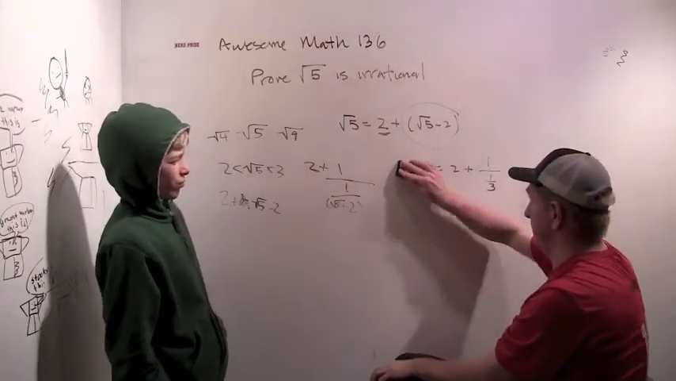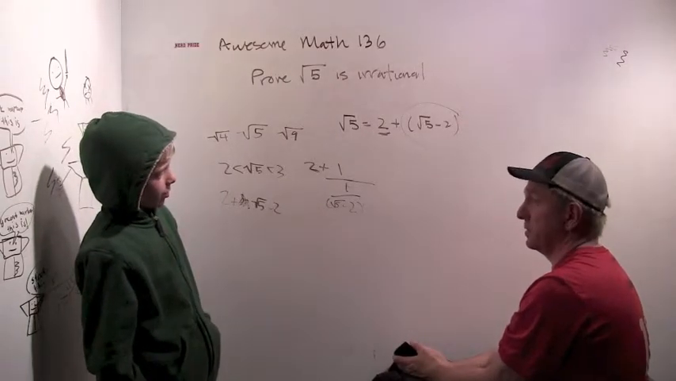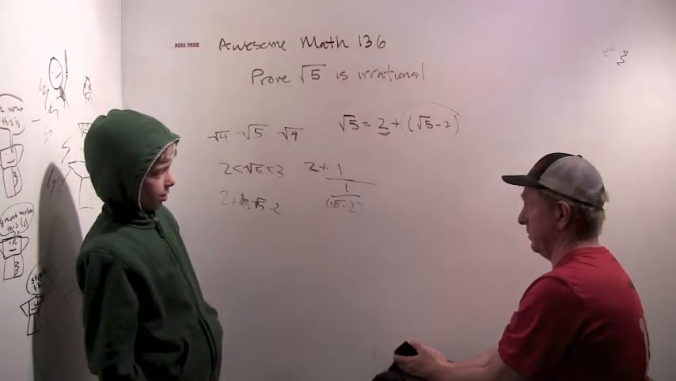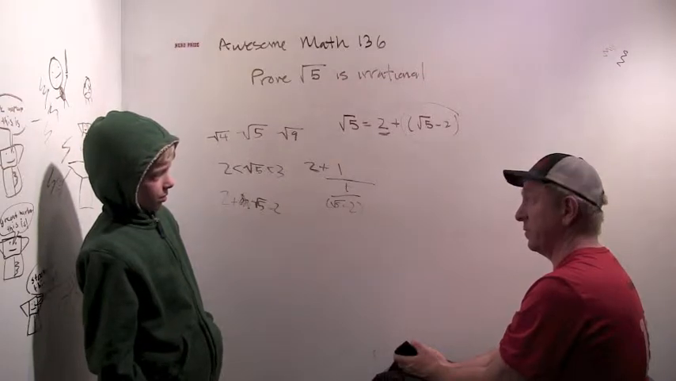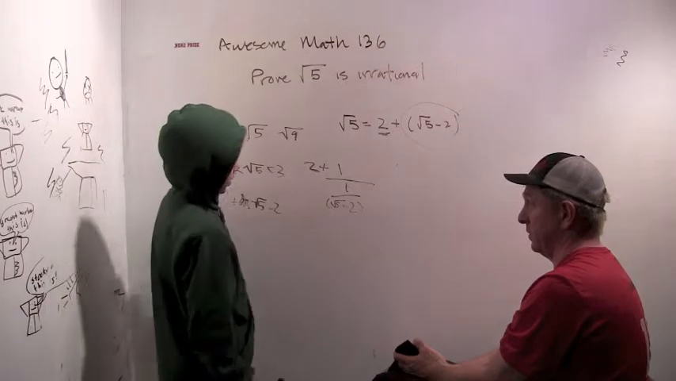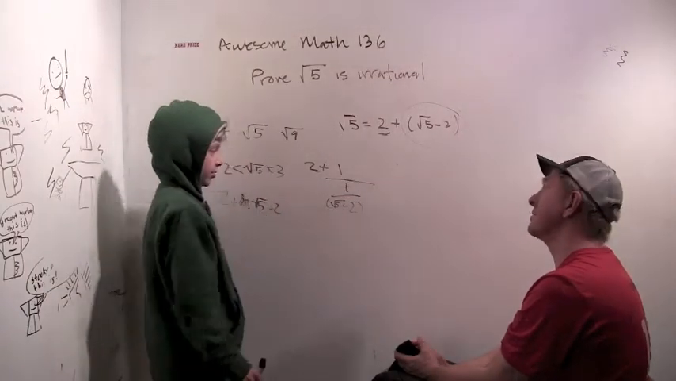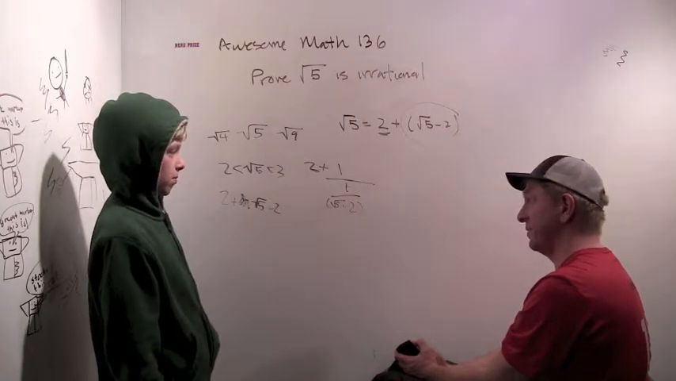And now we have to rationalize this. I think we multiply by the square root of 5 plus 2. Okay, if we're going to keep it the same, we have to multiply by 1. Well, we could multiply by the square root of 5 plus 2 over the square root of 5 plus 2. There you go. Good job.